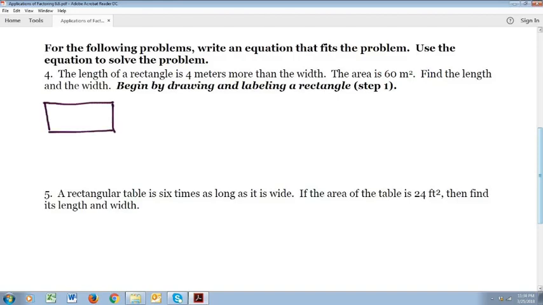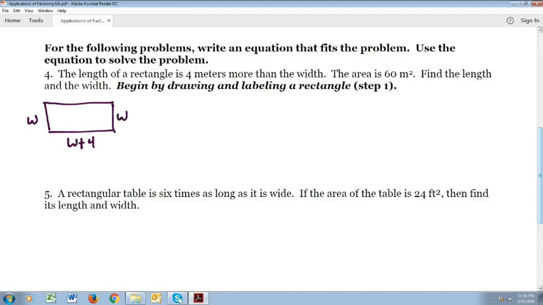It says the length of a rectangle is 4 meters more than the width. So this would be the width, the shorter side, and the length is 4 more than that. So we would write that as W plus 4. So if the width were 10, the length would be 4 more than that, be 14. So we don't know what the width is, but we do know the length is 4 more than the width. So we call the length W plus 4.